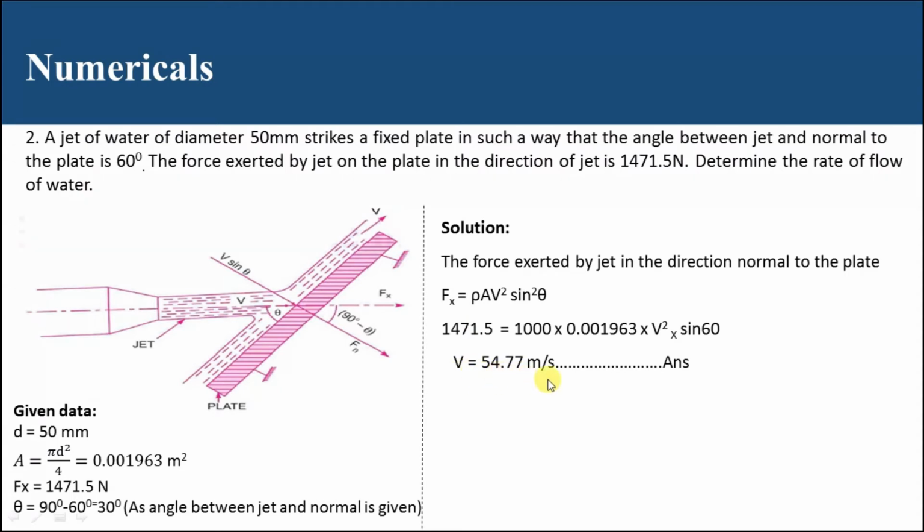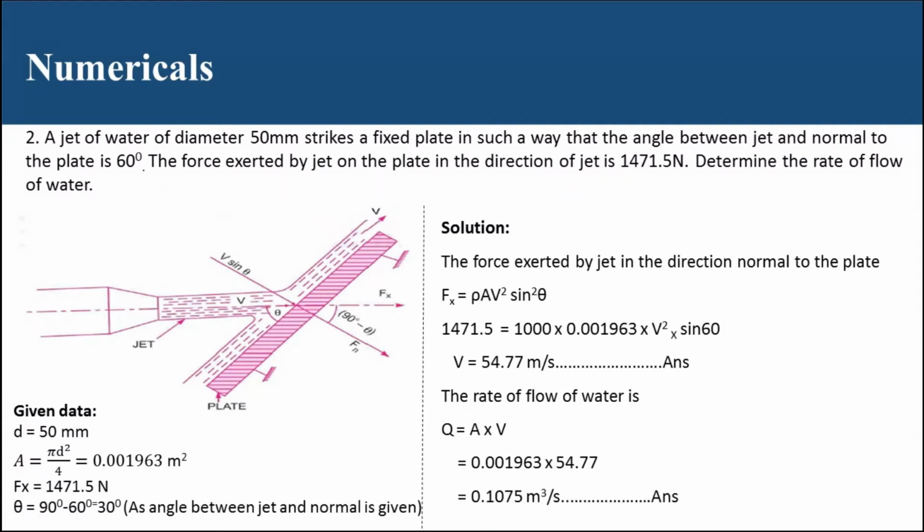So the answer you are going to get is 54.77 meter per second. Okay, after that, what is asked is we are supposed to determine the rate of flow of water. So Q equals A into V. So take the product of area 0.001963 into 54.77. So Q comes out to be 0.1075 meter cube per second.